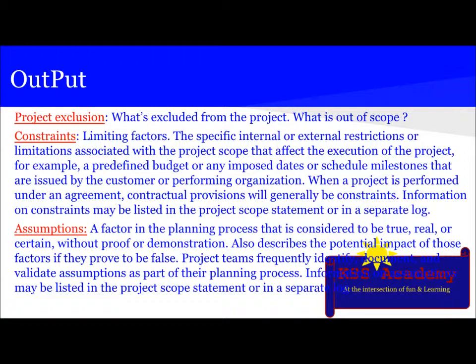The other thing mentioned in the scope statement is assumptions. What is an assumption? A factor in the planning process that is considered to be true, real, or certain, without proof or demonstration. It also describes the potential impact of those factors if they prove to be false. Project teams frequently identify, document, and validate assumptions as a part of their planning process. Information on assumptions may be listed in the project scope statement or in a separate log.